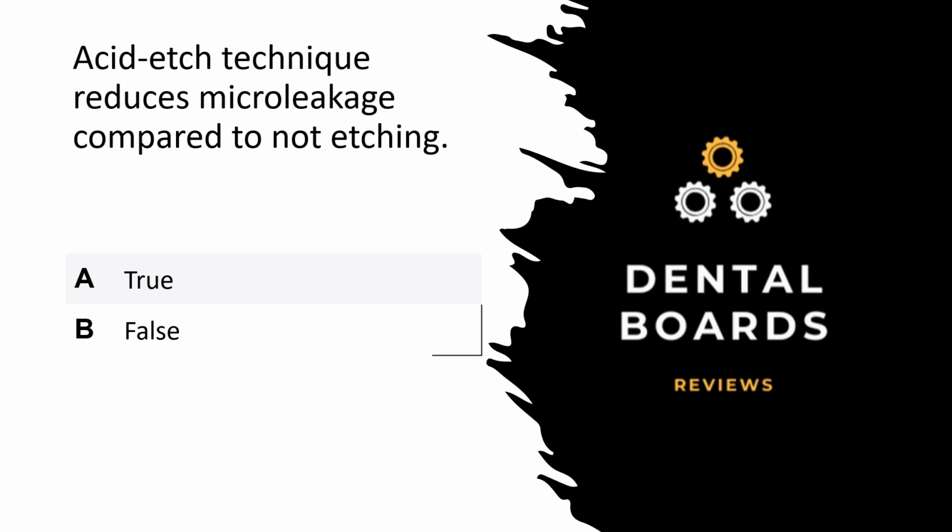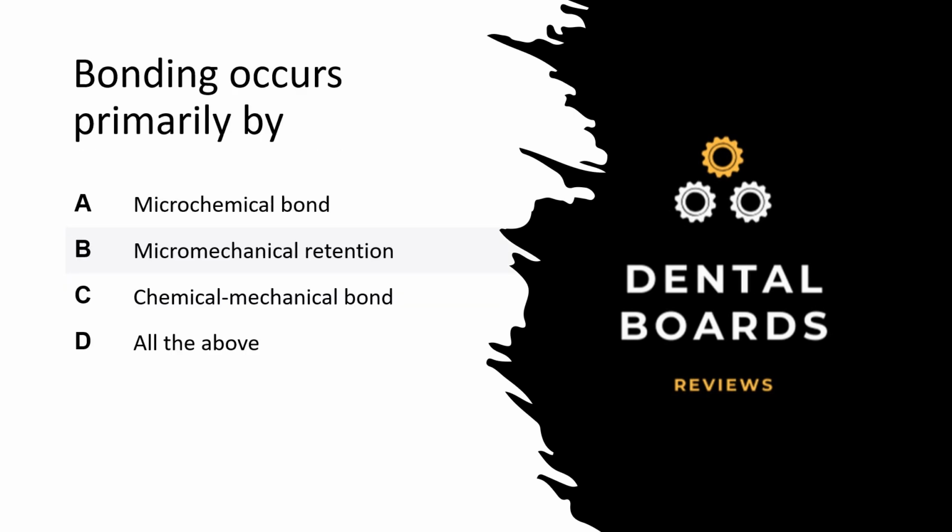Acid etching. Acid etching is very critical to our restorations. The acid etch technique reduces microleakage compared to not etching. Is that true or false? Yes, it's true. If you acid etch, you're increasing the energy of the tooth, of the cavity, for better bonding. So this is true.